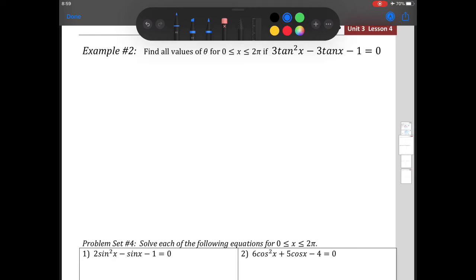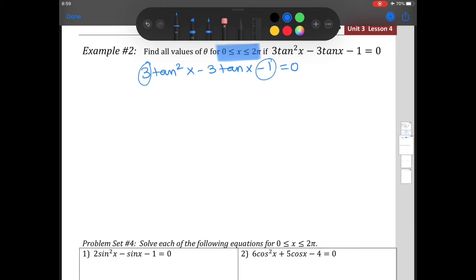So example 2, it says find all values of theta between this interval. Here 2 pi is included, because x is between 0 and 2 pi, and there is a less than or equal to sign. And I'm going to rewrite this: 3 tan squared x minus 3 tan x minus 1. Again, there are three terms, it's a quadratic, and your leading coefficient is not 1, so you're going to do the AC method where you split the middle term, right?